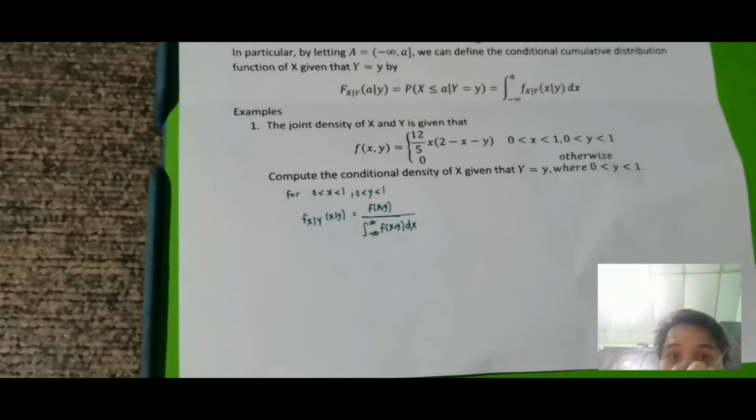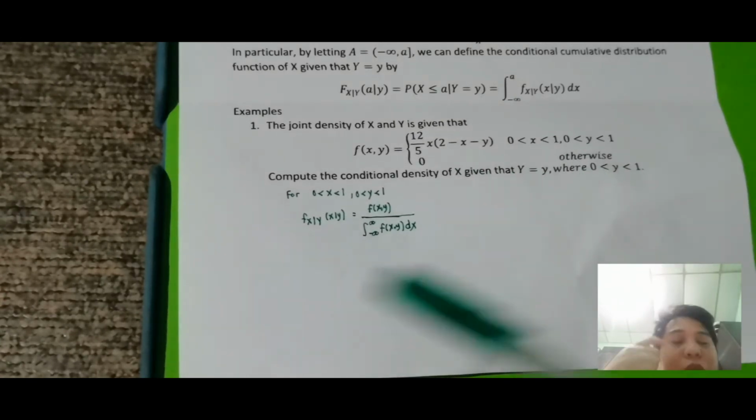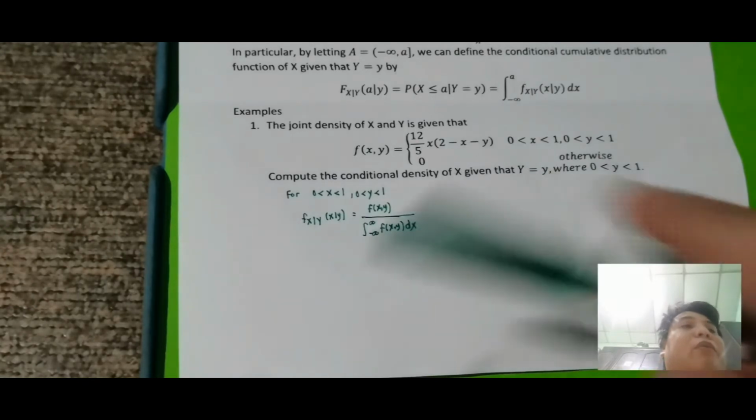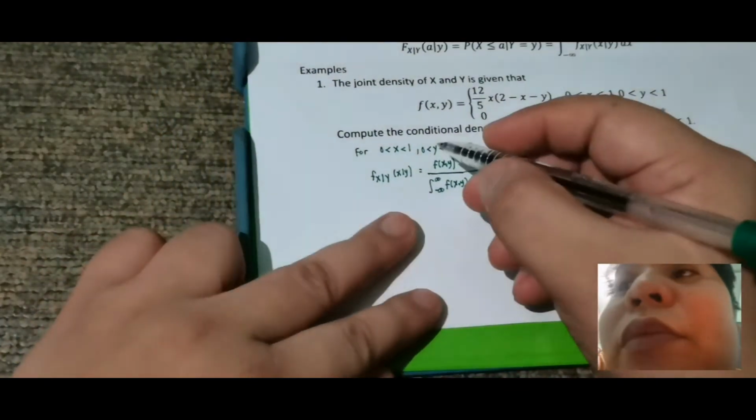Okay, now, since ang pinapakompute natin is given that conditional density function of x given that y is equal to y. So, fix na yan. Wala tayong dapat baguhin. Kunyari, y is equal to 2. Pero since yan yung given, yan yung gagawin natin. Okay, so now proceed tayo dito.